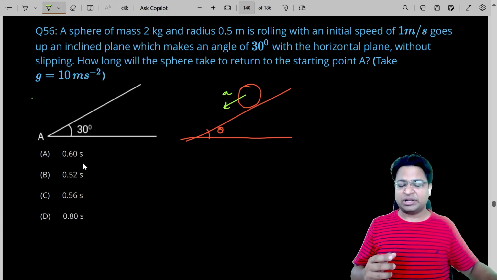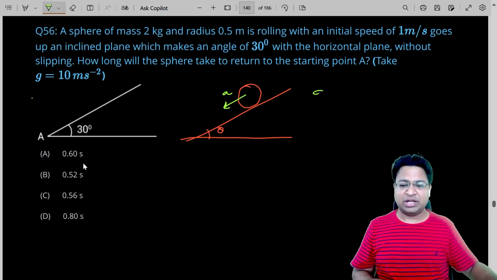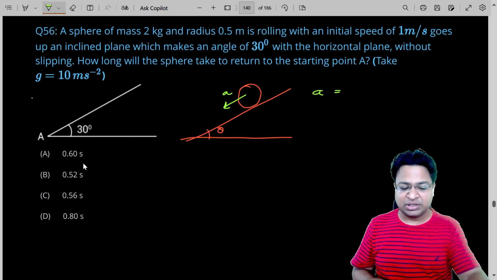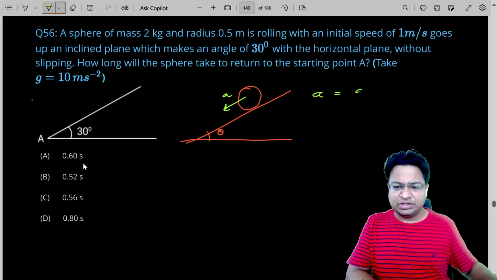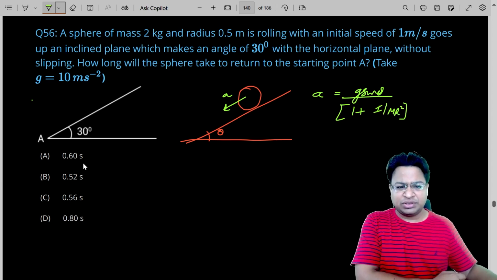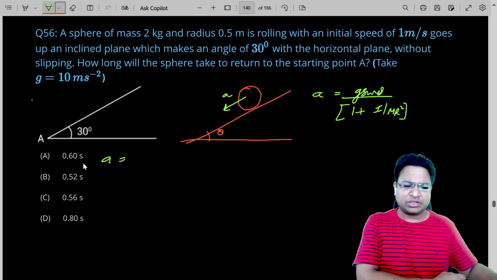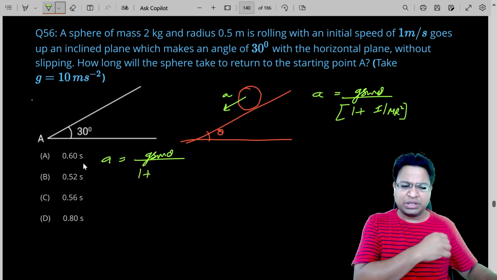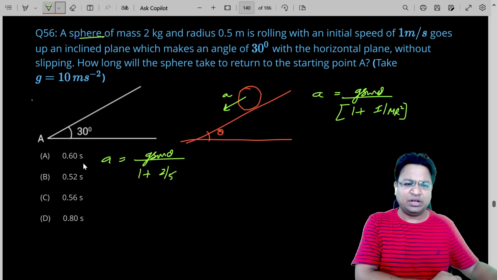Okay, and there's a direct formula that you can use to write this acceleration, and that formula is g sine theta divided by 1 plus I by mr square. Okay, so this is the formula that you can use. Now, in this case, if I try to find out the acceleration, it will become g sine theta divided by 1 plus 2 by 5. You can see it's a sphere. Okay, so 2 by 5, and therefore the acceleration will become 5 by 7 into g sine theta.